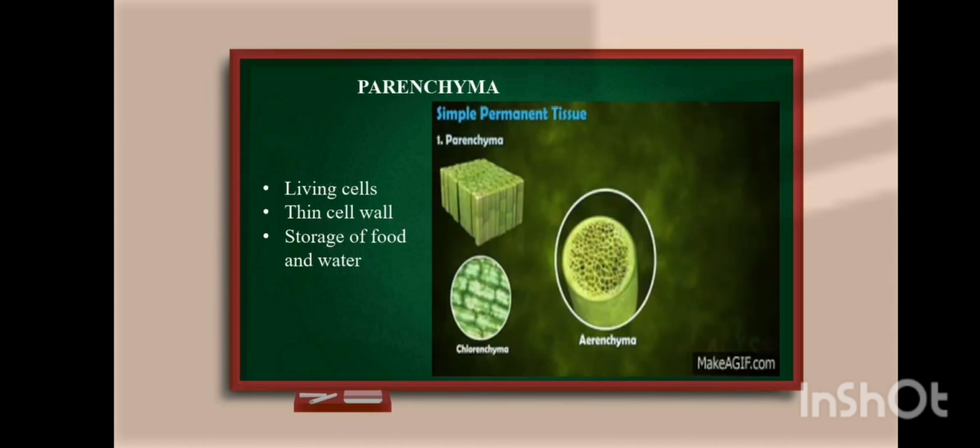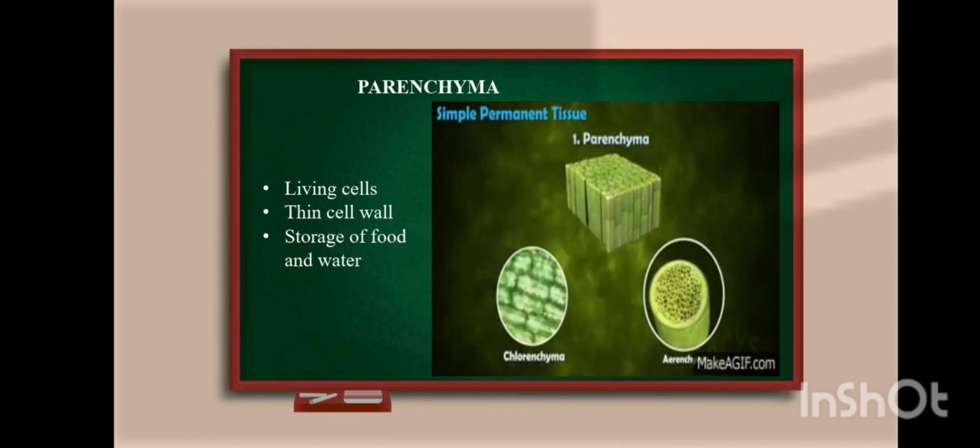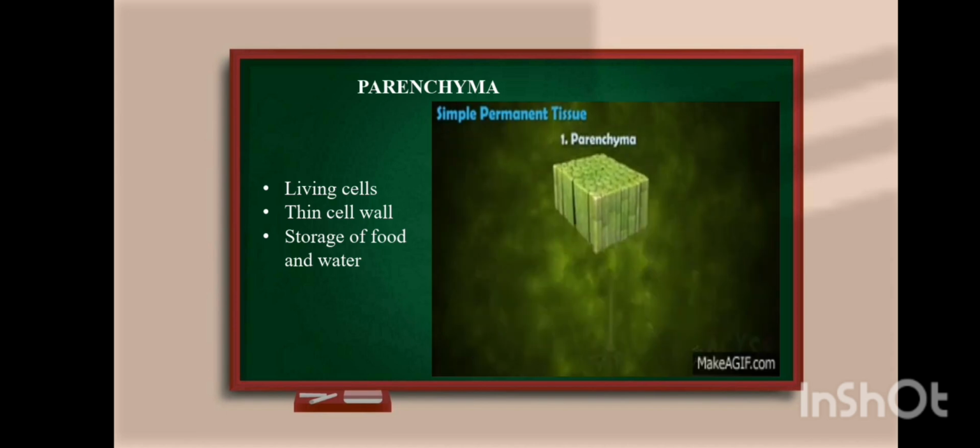Parenchyma has living cells, a thin cell wall, and stores food and water. It is made up of living cells with a thin cell wall and helps mainly in storing food and water. We can see parenchyma in the soft parts of the plant.